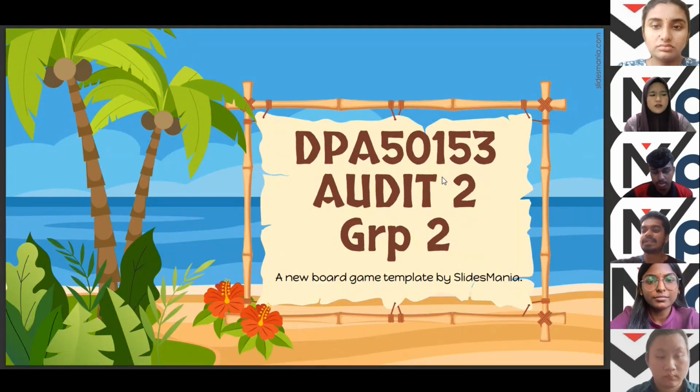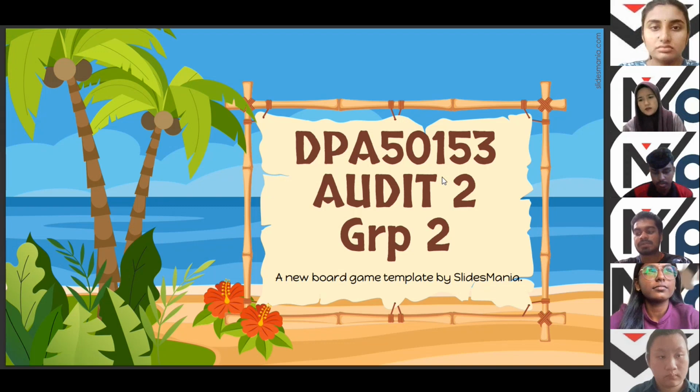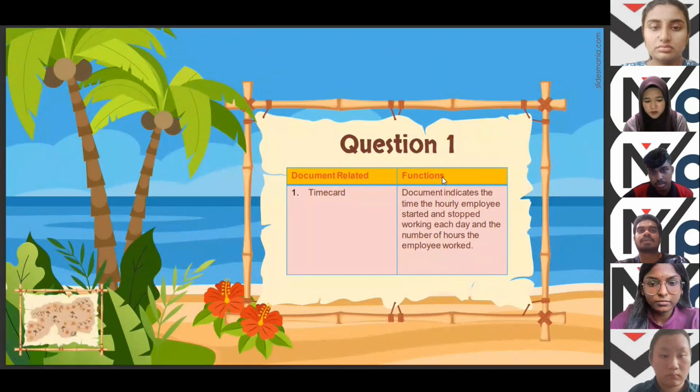So let's get straight into question 1, which is to discuss each of the following documents and records used in the timekeeping and payroll preparation function in the payroll and personnel cycle: time card, job time ticket, summary payroll report, payroll journal, and payroll master file. So the next slide, please.